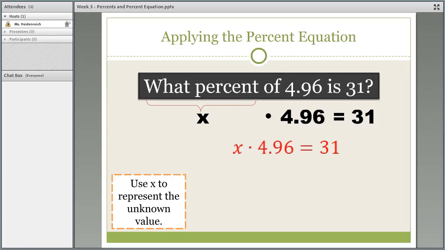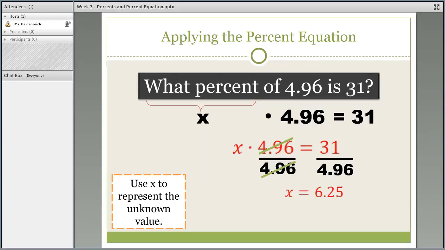We need to divide both sides by the 4.96 in order to get the x by itself. So I'm going to divide both sides by 4.96, and my 4.96 will divide out to be 1, or it will cancel, and the x is alone now. And then you might do this part on a calculator, the 31 divided by 4.96, and you should get 6.25.